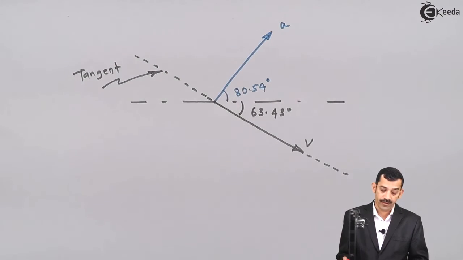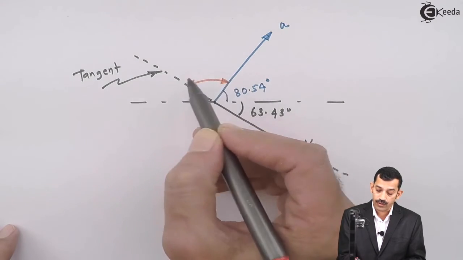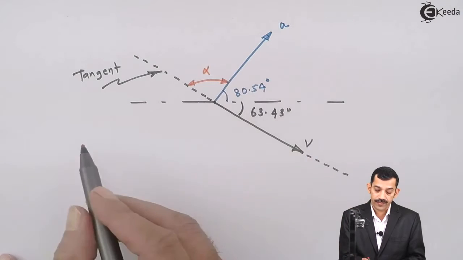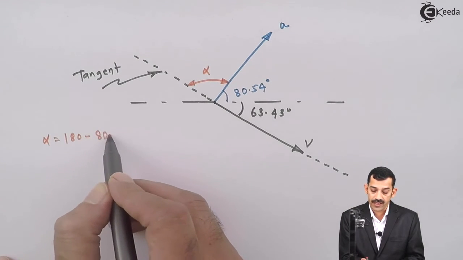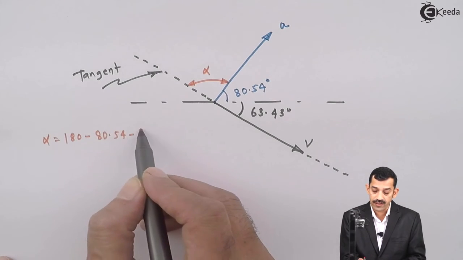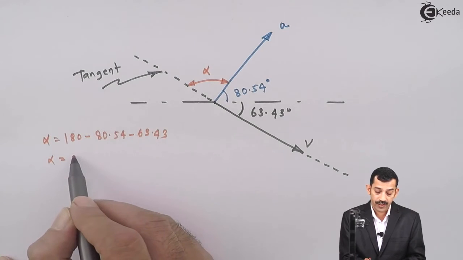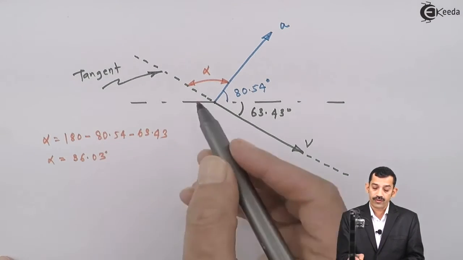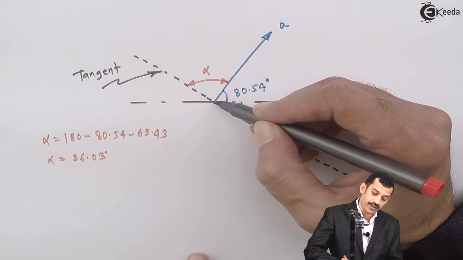This angle is 80.54. If you want to find this angle, total angle is 180. Say this angle is alpha. Alpha is 180 minus this 80.54 minus this 63.43. Now this angle comes out to be 36.03.